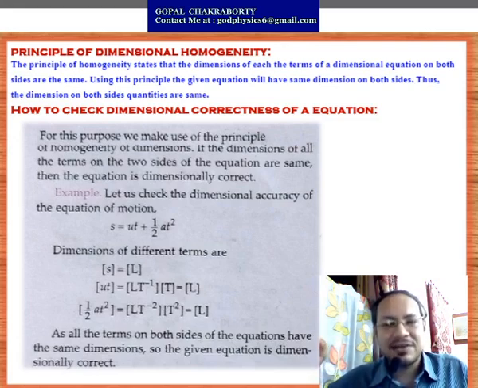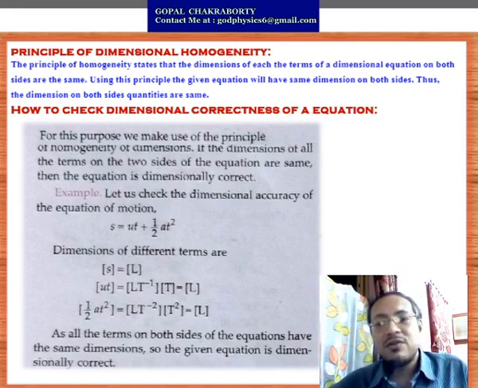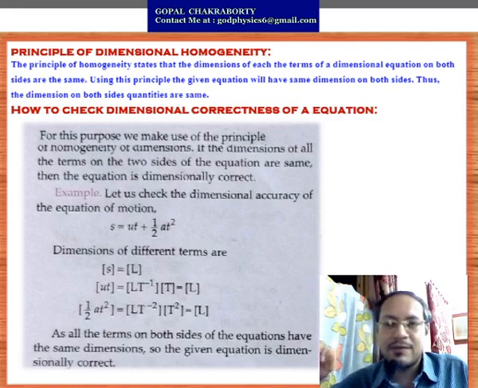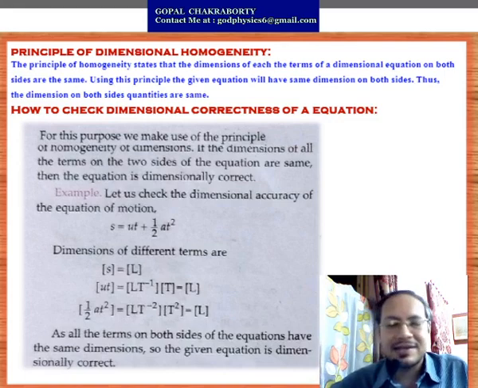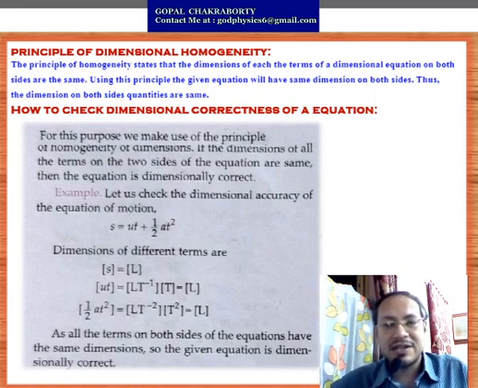A is the acceleration having the dimension L T to the power minus 2, and T square, so it is a T to the power 2. So again T will cancel out, and the dimension of the second term is only L within the square bracket. Adding these two, the left hand side dimension is L and the right hand side dimension is also L. So it proves the principle of dimensional homogeneity, that means the equation is correct.